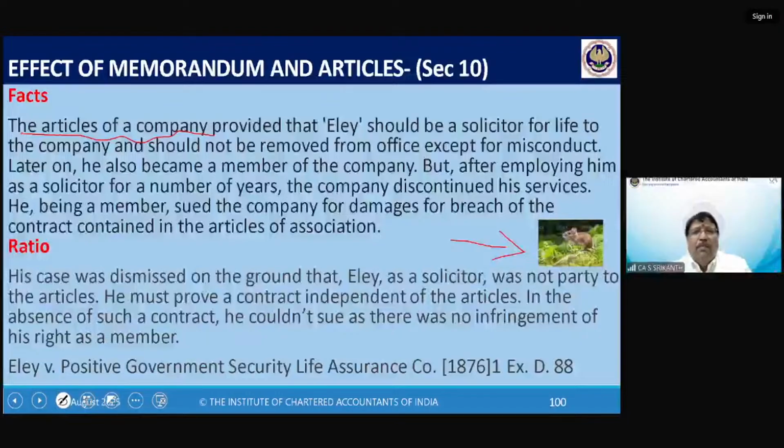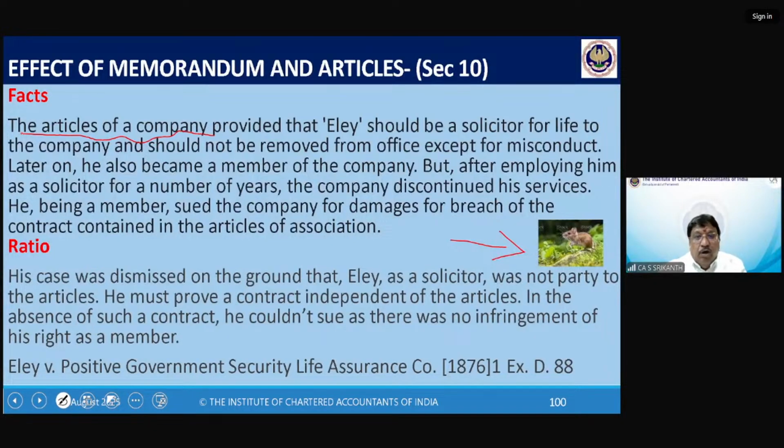Later on, Eli also became a member of the company. No problem. After employing him for a number of years, suddenly, maybe Eli behaved badly, the company discontinued his services. Now, he, being a member, sued the company for damages for the breach of the contract contained in the articles. A little bit of common sense will tell us: Mr. Eli, come here. There is a contract between you and the other members vis-a-vis the articles. Agreed. But was your right violated as a member or as a solicitor? As a solicitor, you have no right because you are not a party to the articles.